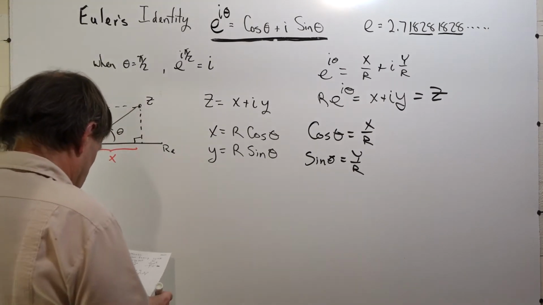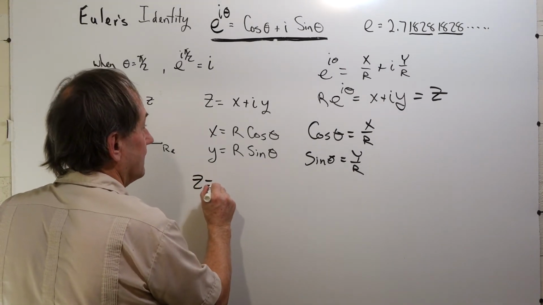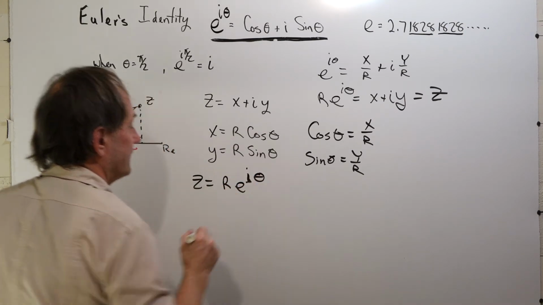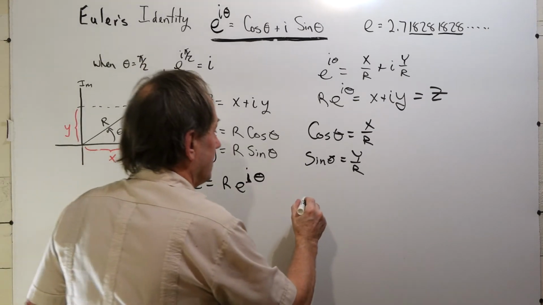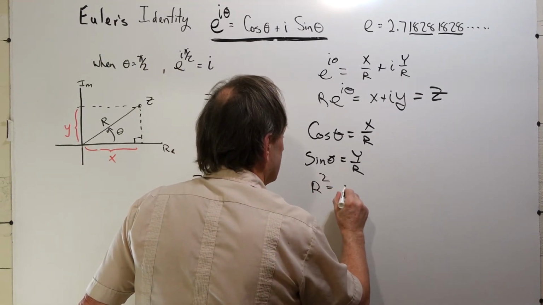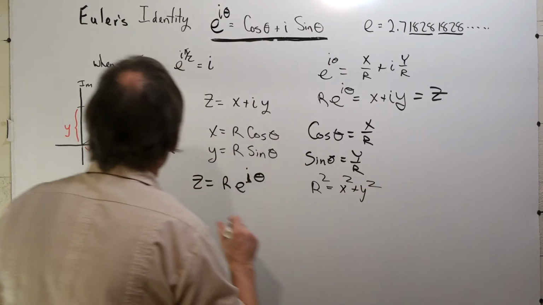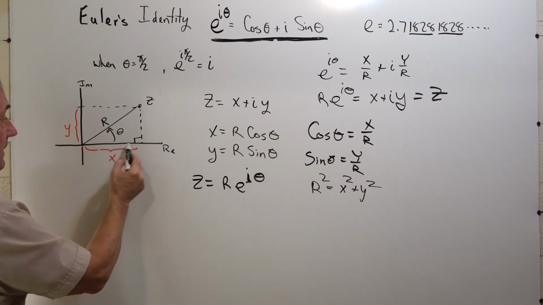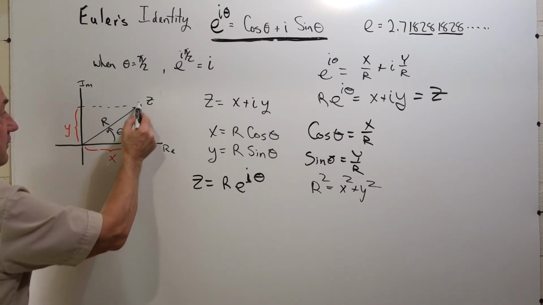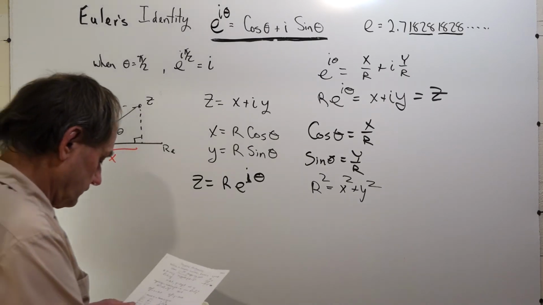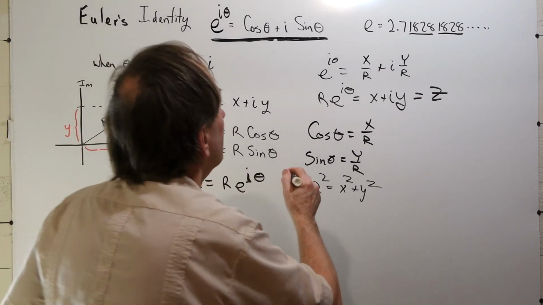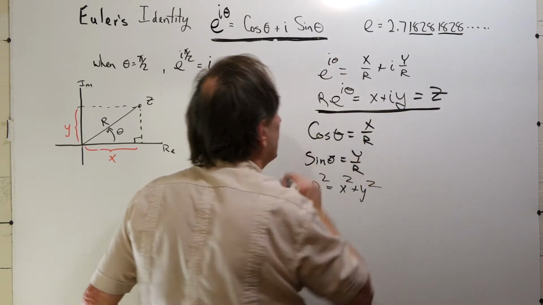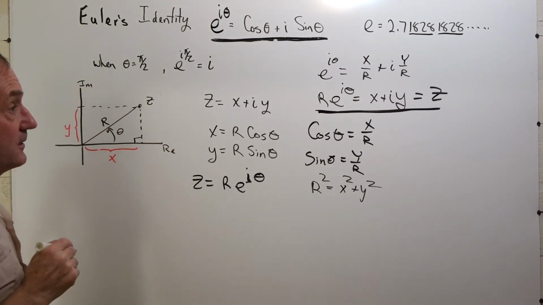So in general, z then is r e to the i theta, where r squared is x squared plus y squared. You can see that from this right triangle. The magnitude squared is the horizontal component squared plus the vertical component squared. So here we have a representation for our complex number z.